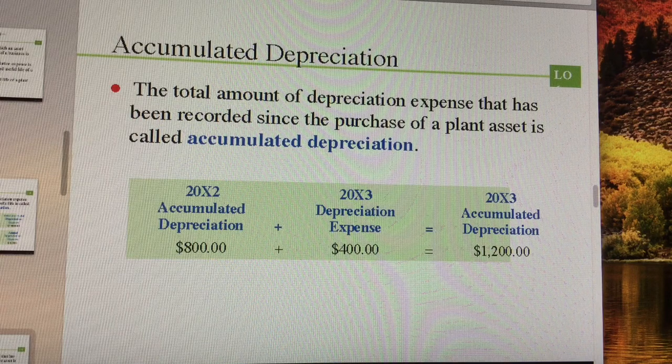So you'll see it written as 20x2, that's the second year, or 20x3, that's the third year. So they want to know within this time period, what was the total depreciation. So it accumulated to 800 from years 1 and 2, and another 400 from year 3. So after 3 years, we're depreciating $1,200.